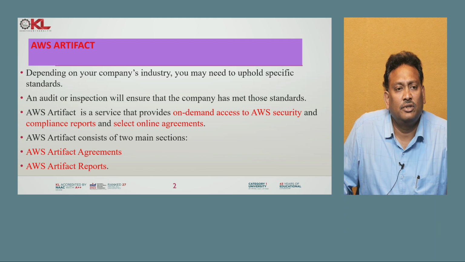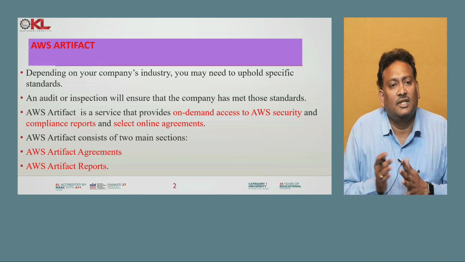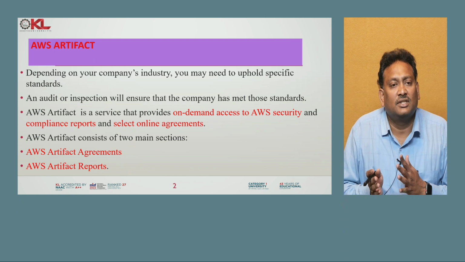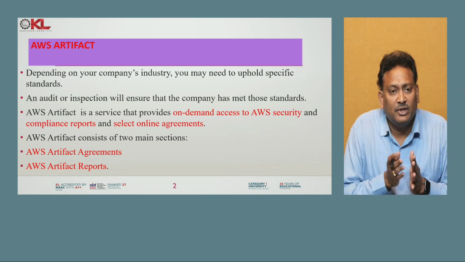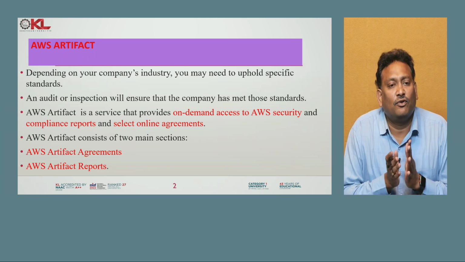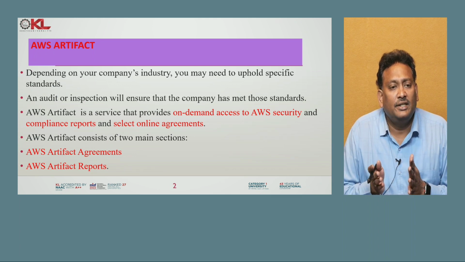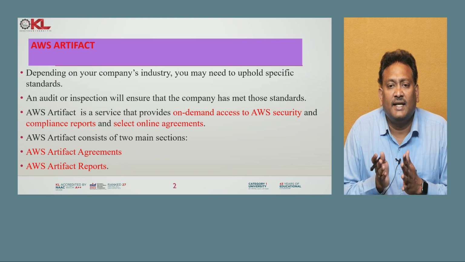Before going to know about governance and compliance in AWS, we have to know about AWS Artifact. Generally, any organization follows some standards. Depending upon our company's standards, we can follow some rules and regulations to run all services and all transactions. Depending upon your company's industry, you may need to uphold specific standards. Whether we are implementing those standards or not, we can conduct an audit or inspection to ensure that the company has met those standards.